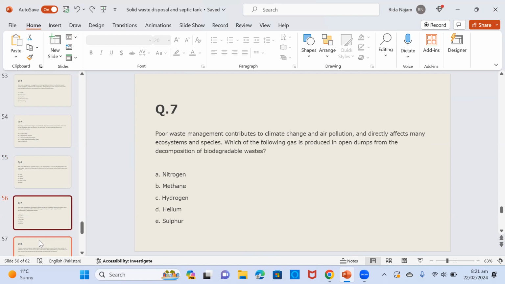Question 7. Poor waste management contributes to climate change and air pollution and directly affects many ecosystems and species. Which of the following gas is produced in open dumps from the decomposition of biodegradable wastes? A. Nitrogen, B. Methane, C. Hydrogen, D. Helium, or E. Sulfur? B. Yes, the answer is B.